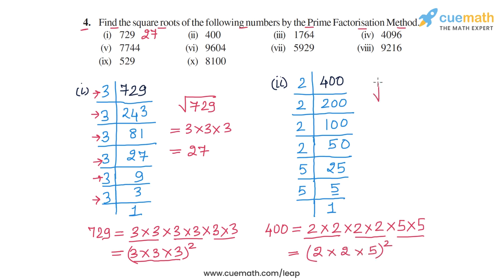So the root of 400 will be this term inside the bracket, which is 2 into 2 into 5. That's 4 into 5 or 20. So the square root of 400 is 20.